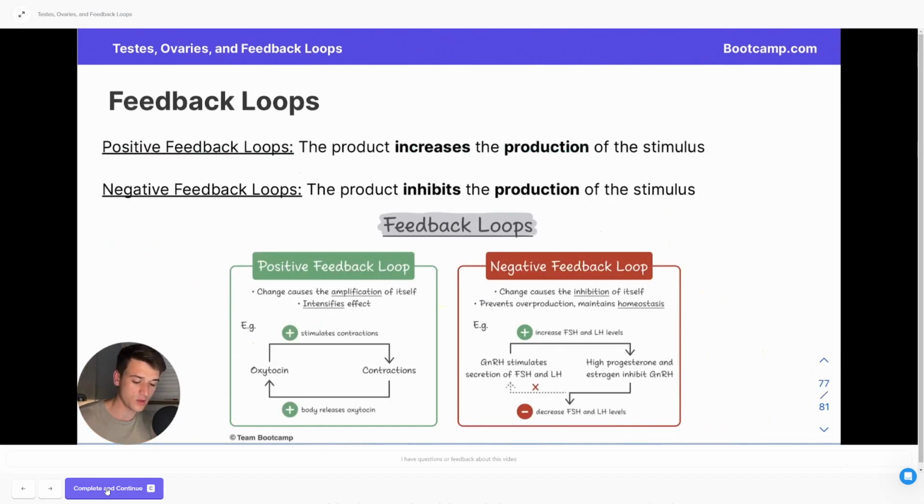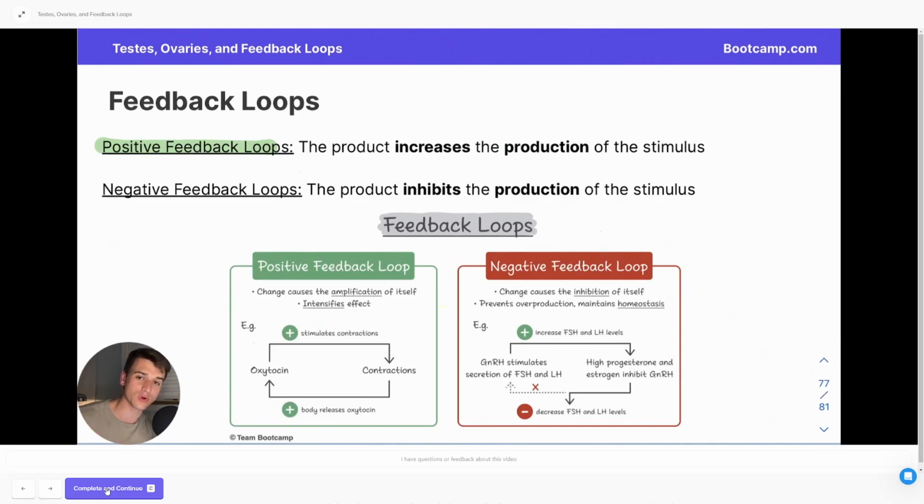It is time to talk feedback loops. We're going to begin with positive feedback loops. When you enter a positive feedback loop, the resulting product will actually go on to stimulate the production of more of the stimulus. That's why we're going to go ahead and highlight positive feedback loop green for go ahead, make more.